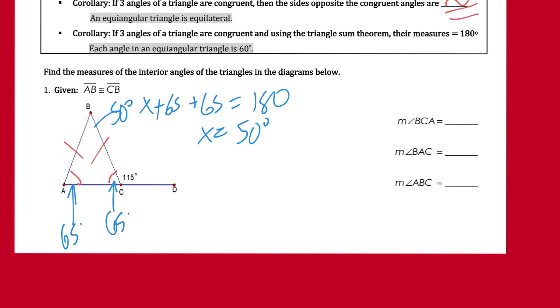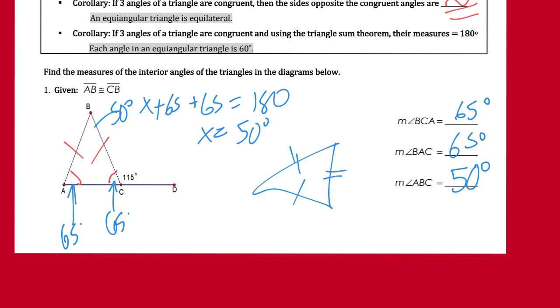Let's put these in our chart. The measure of angle BCA, notice that's the proper way to put it, is equal to, and please make sure you put a degree sign, 65 degrees. The next one is 65 degrees as well, because those are the two base angles. And the vertex angle, the one at the top, across from the non-congruent side, is 50 degrees. Again, please remember, I could lay any triangle on its side where these two are the legs and this would be the base, which would be non-congruent.